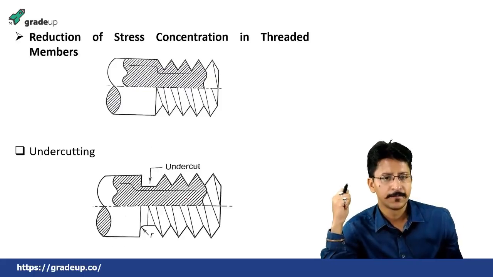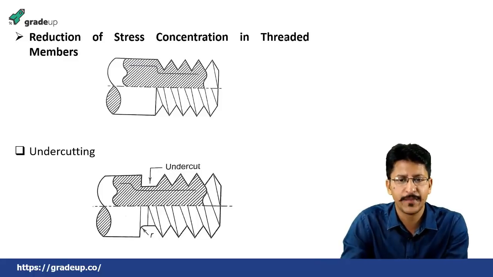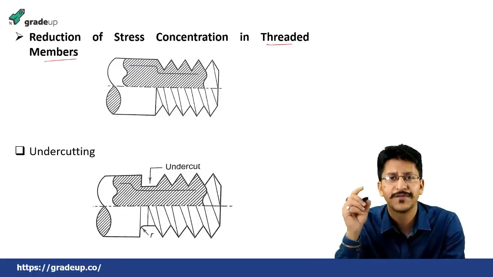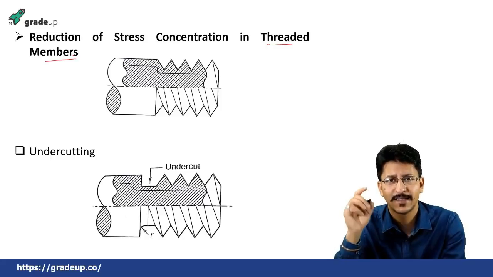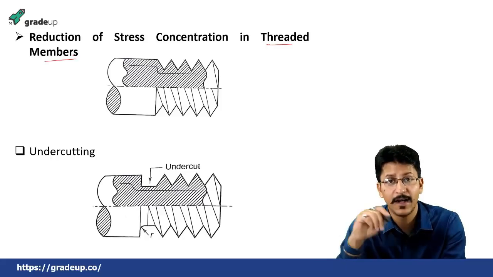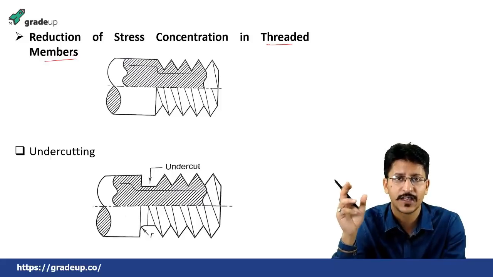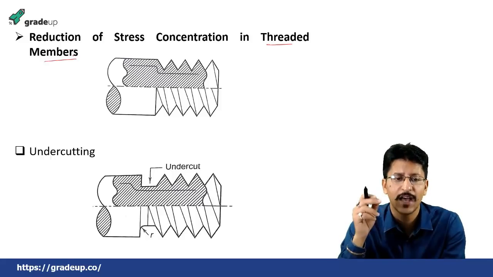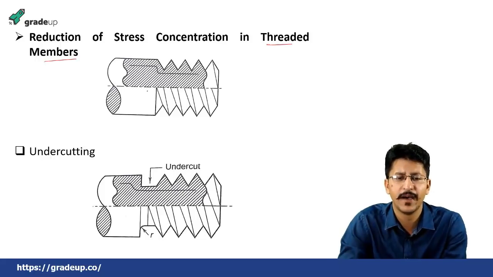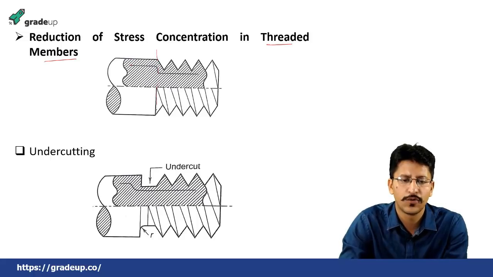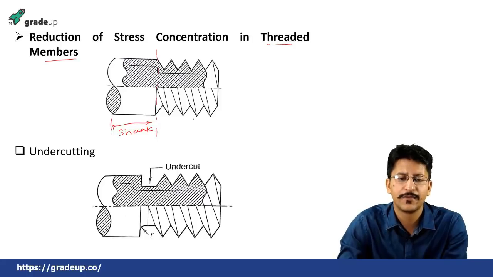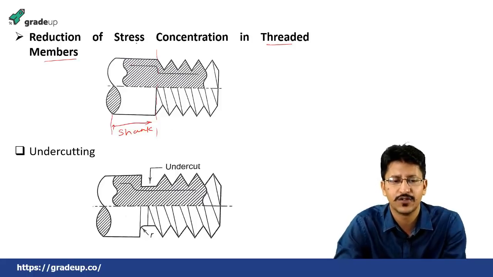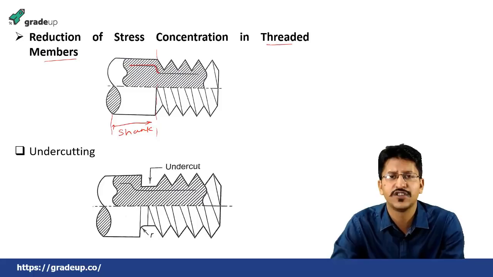Okay, then another case, threaded members. What about the threaded members? We have seen the members under axial load or tension, the members under bending, and the shaft in which the keyway is present. Now comes the threaded member. If this is a threaded member, this is the shank. This whole portion is known as the shank. And then this is the threaded portion, at which the threads are present. In this case also you can see the stress lines abruptly change as the threaded region begins.